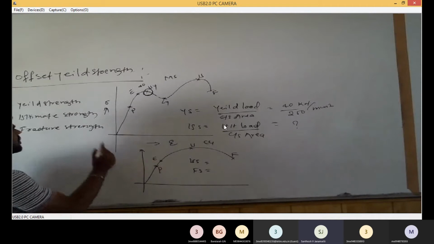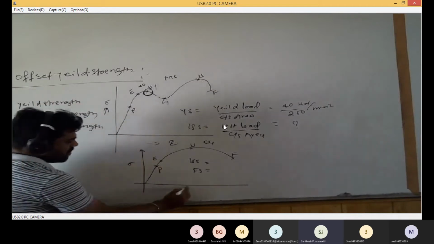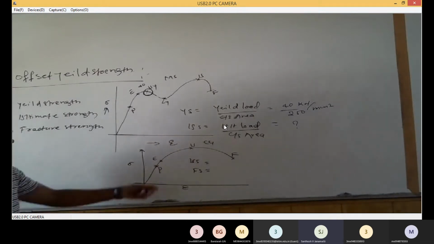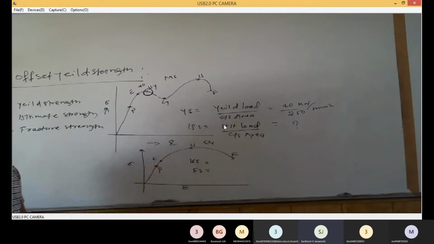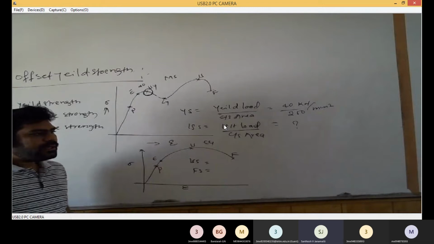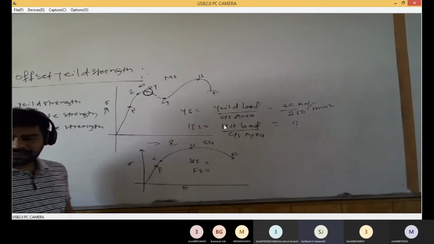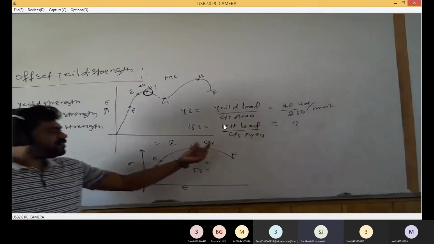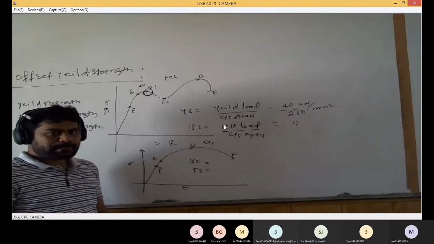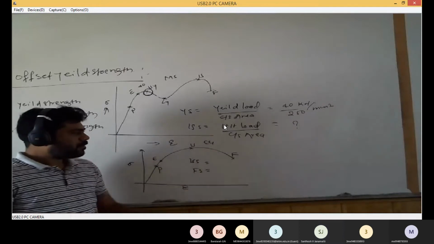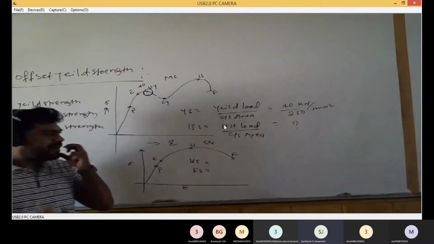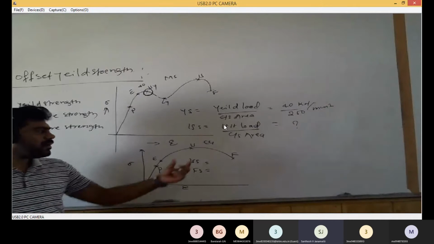This is where the offset method comes in, with stress and strain. This is the challenge for engineers: suppose we get a curve like this, how can I find out the yield? Copper material does not have a definite yield point, or does not exhibit a definite yield point. Where is the yield?